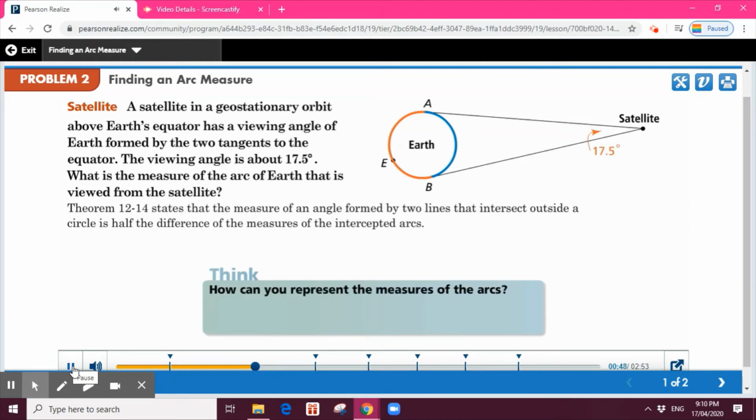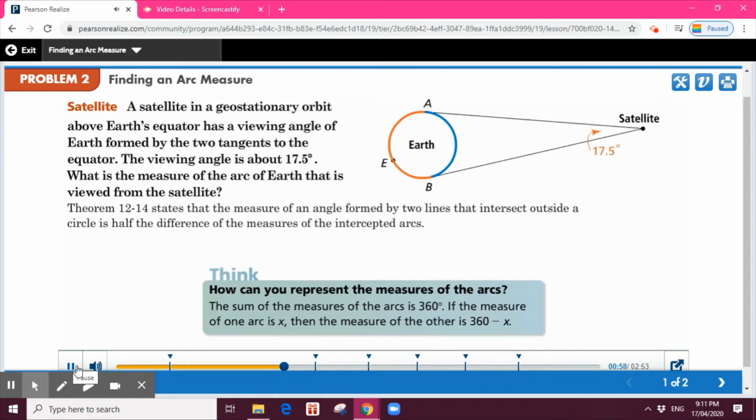How can you represent the measures of the arcs? The sum of the measures of the arcs is 360 degrees. If the measure of one arc is x, then the measure of the other is 360 minus x. Let the measure of arc AB equal x. Then the measure of arc AEB equals 360 minus x.